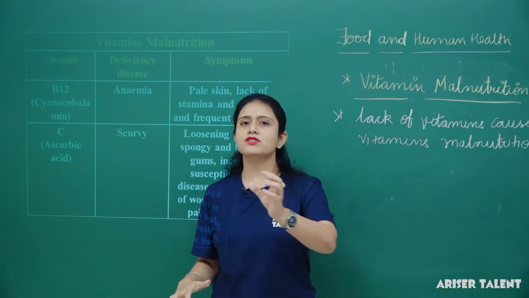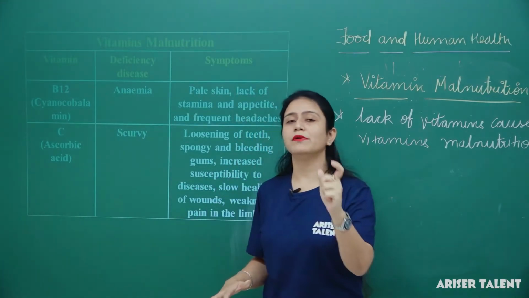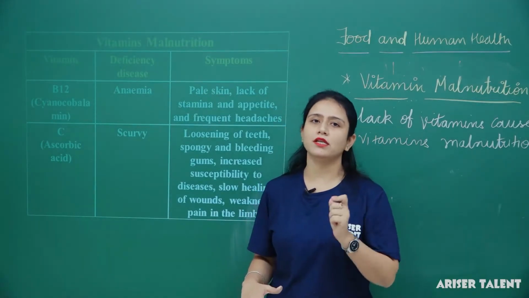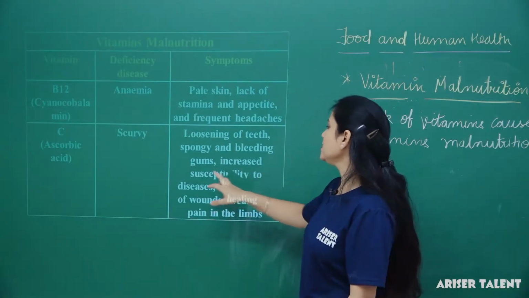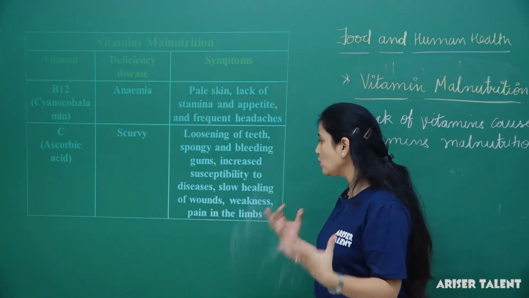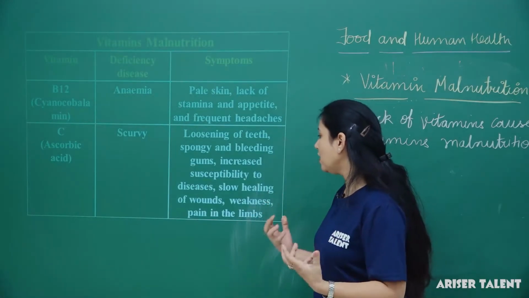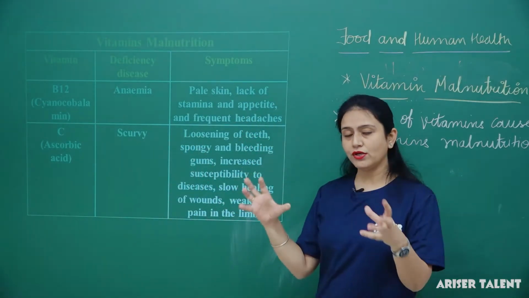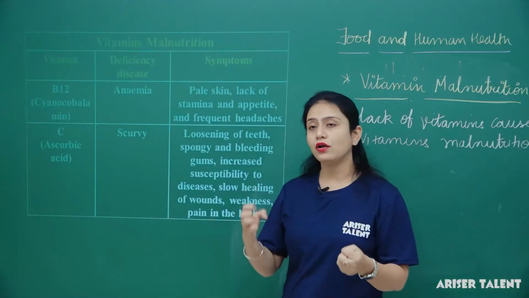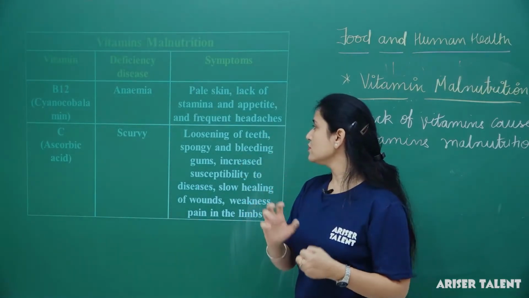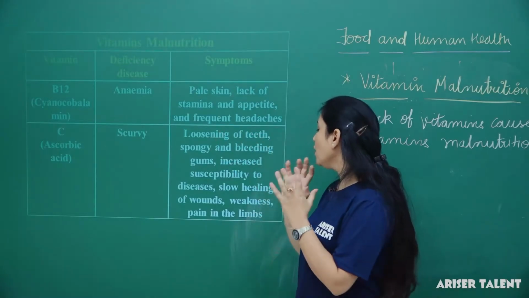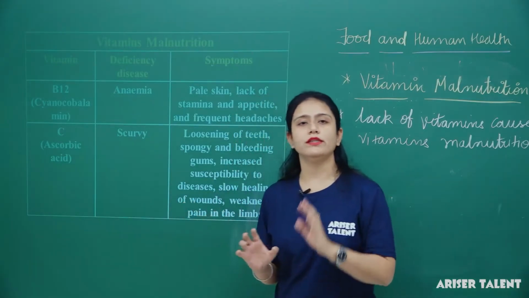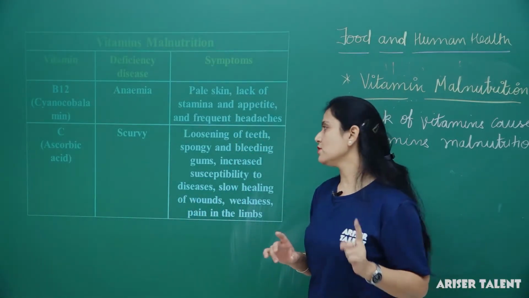Fine. If it is the general symptom, if your gums are bleeding continuously, you must take care of them, you must add vitamin C in your diet. Increased susceptibility to diseases, slow healing of wounds, weakness, pain in the limbs. Limbs means forelimbs and hind limbs. So if you are feeling some weakness in the limbs, or there is continuous bleeding in the gums, or you are losing teeth, or if you get injured and your wounds are healing very slowly, then you must understand that there is a deficiency of vitamin C.